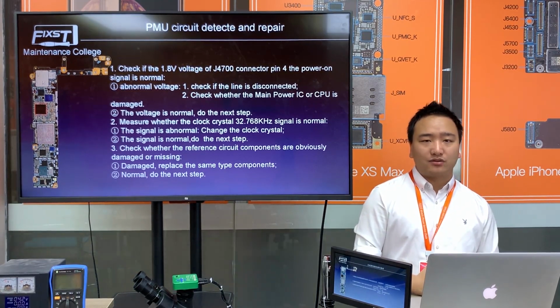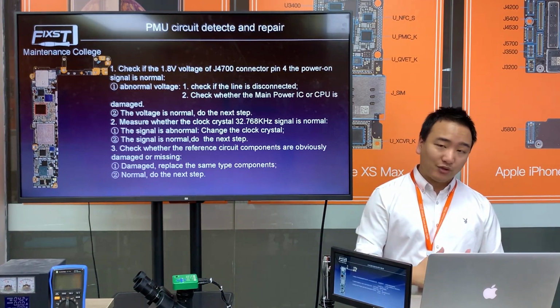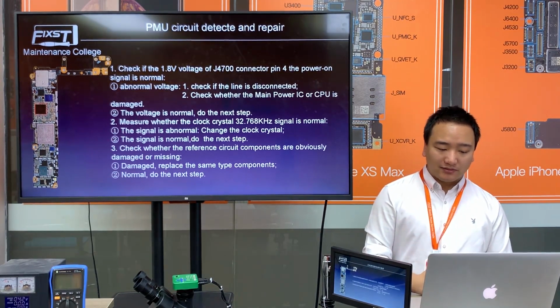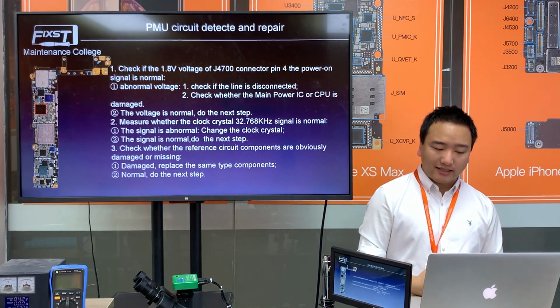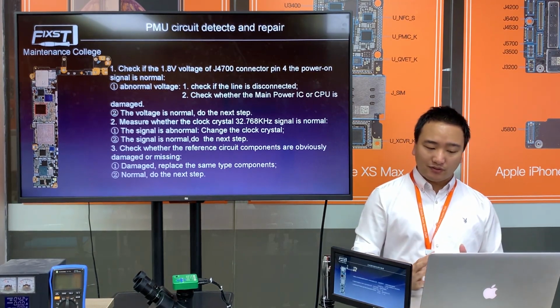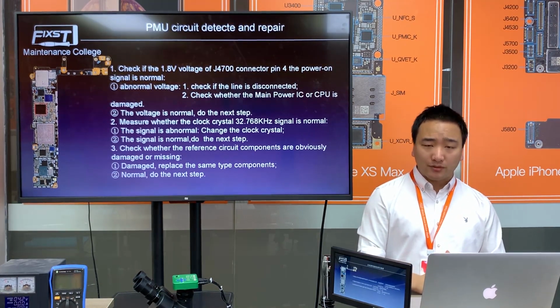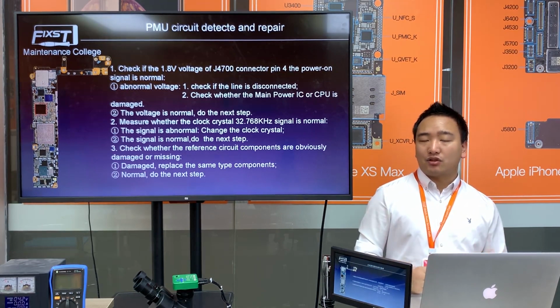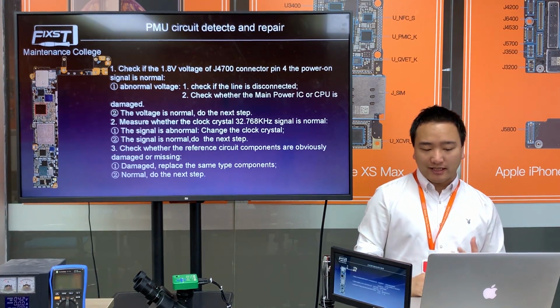We should know whether it is okay or not. If we test it with the oscilloscope and it shows 32.768 kHz, it means that this signal is normal. If there is a big difference, it means that this signal has a problem. And if this clock crystal has a problem, we just need to change a new one, and it's okay.